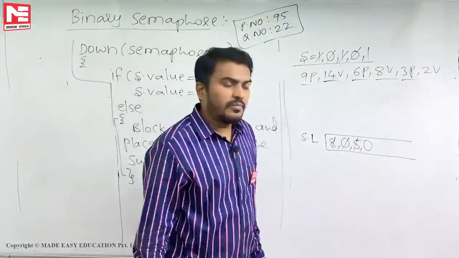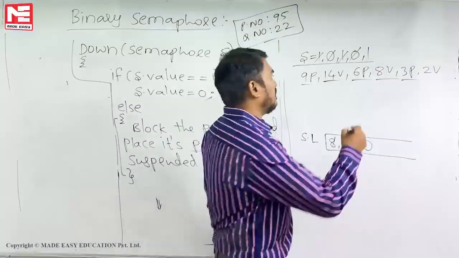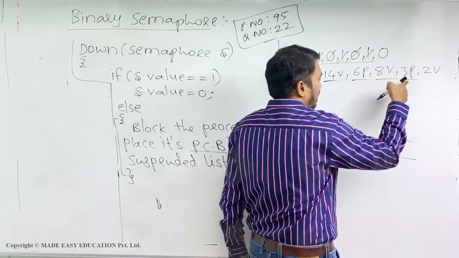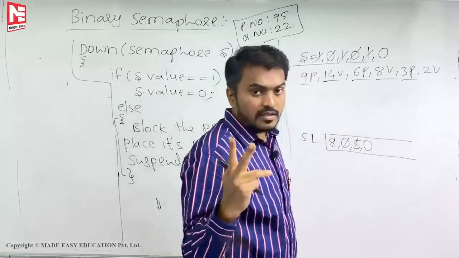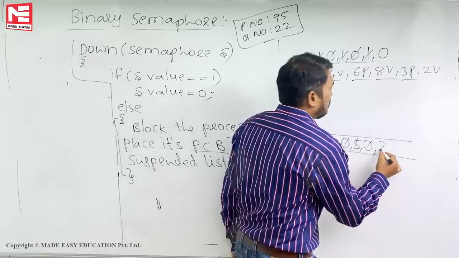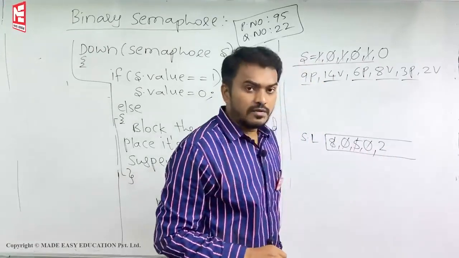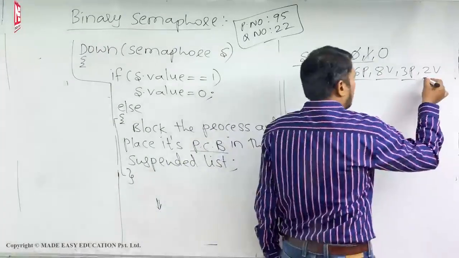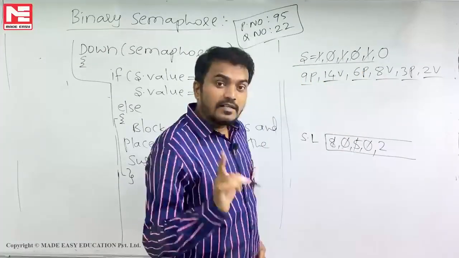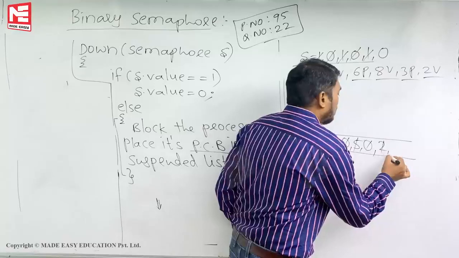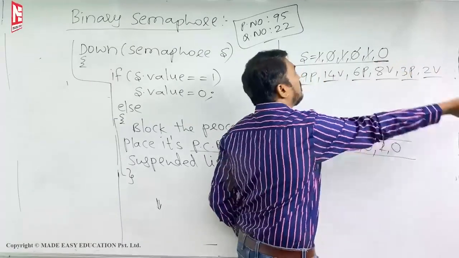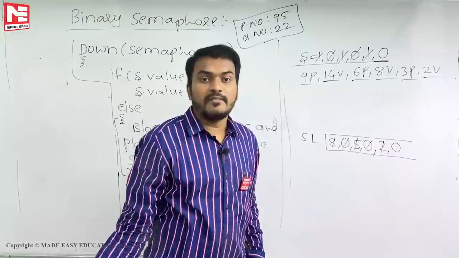So let's say 3 down operations, the first down operation will be successful and that becomes 0. And the next 2 down operations will be what? Unsuccessful, and they will go into the suspended list. And next, now when you perform 2 up operations, अब बताओ जब आप 2 up operation कर रहा है, remember the suspended list becomes empty, but still the semaphore value remains 0 only.